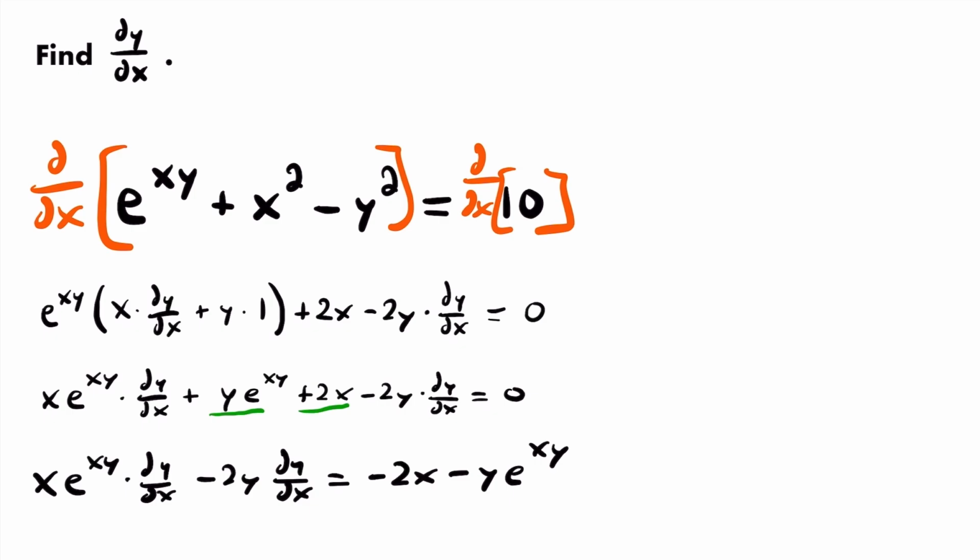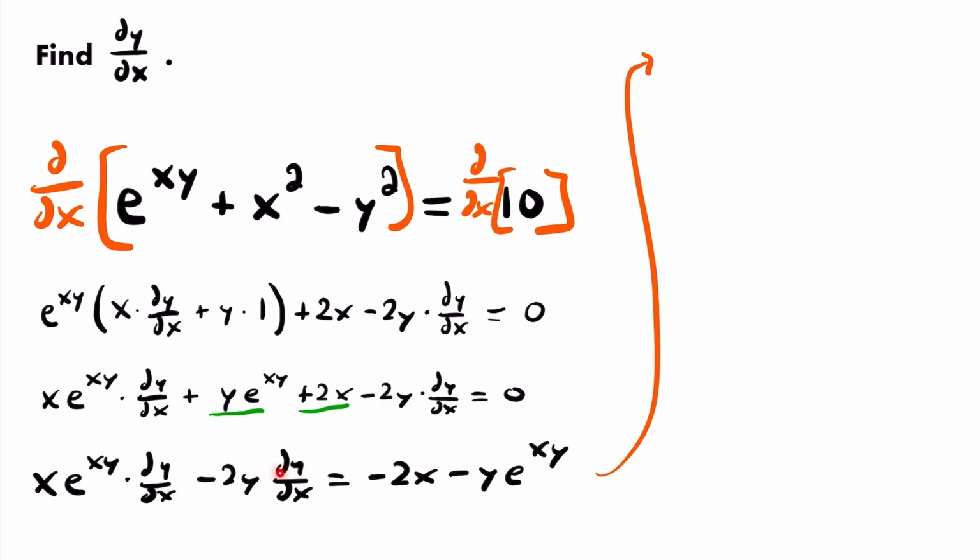Now, what that does for us is we now have just two terms on this side of the equation that both include dy dx as a common factor, so we can pull out that common factor, and then we'll be able to solve for dy dx. All right, so let me show you what I mean. Let's continue our work up here.